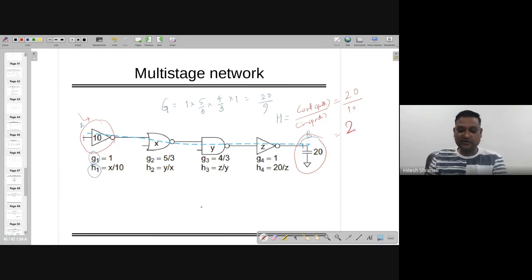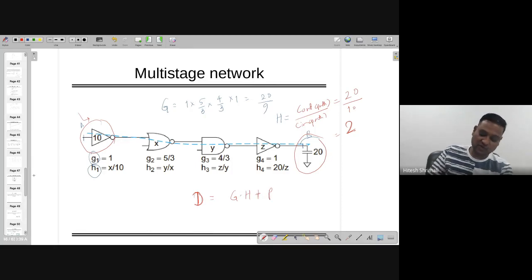From here you can find out the delay. The delay equation for the entire path, which I am keeping as capital D, is the whole path equation. So this is going to be equal to G times H plus P. P is known to us, the parasitic delay. All the parasitic delays have to come into the picture, so that is what we are going to do.